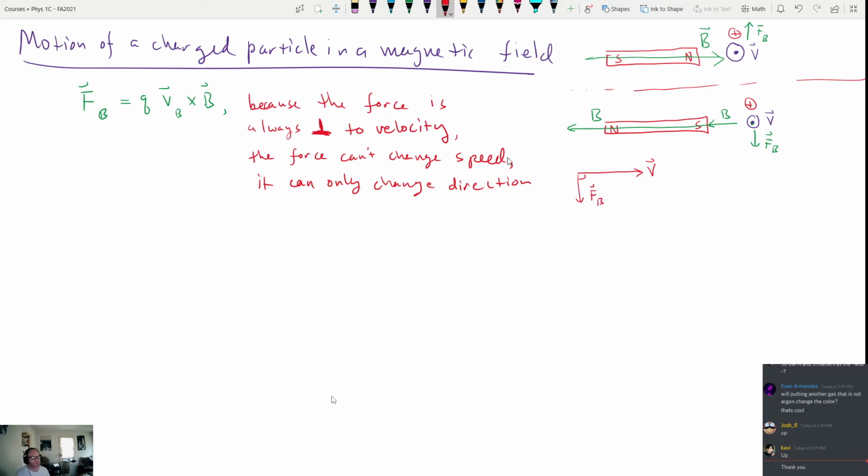There's no way a force that points down can make the velocity go up. The magnetic force is like the steering wheel in your car. The steering wheel in your car cannot change your speed. Would you all agree with that statement? There's no way you can use your steering wheel to change your speed without doing something else, like pushing the brake or pushing the gas. Your steering wheel alone can only change the direction of your speed.